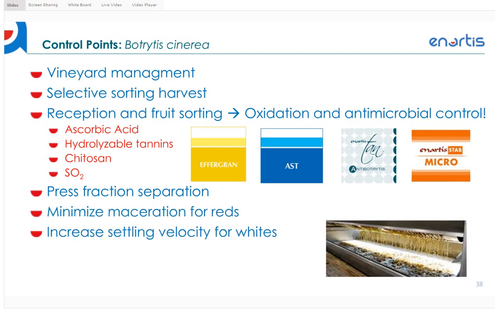So for white wines too, it's very important to separate out the press fractions and also increase the settling velocity for white wines and clarification. And for red wines, you're going to want to minimize maceration and remove any extended maceration practices.